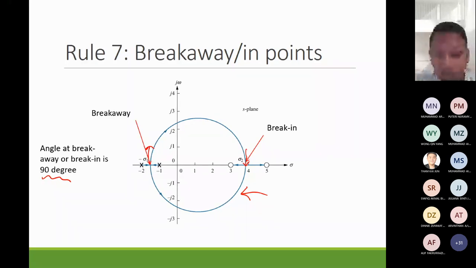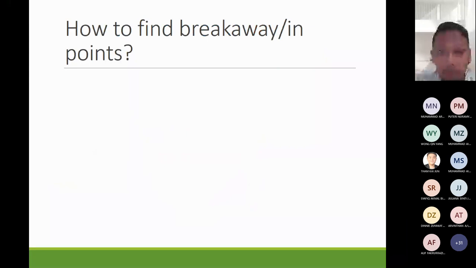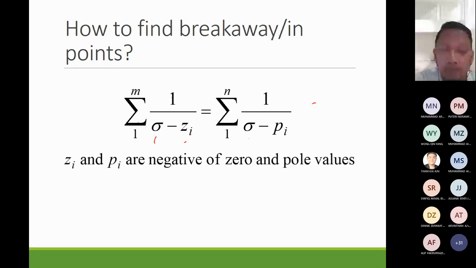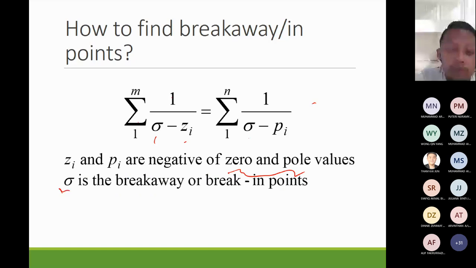So how to find the breakaway and break-in points? This is the formula. The summation of 1 over sigma minus Z equals the summation of 1 over sigma minus P, where Z and P are the zeros and poles, and sigma is your breakaway or break-in point.